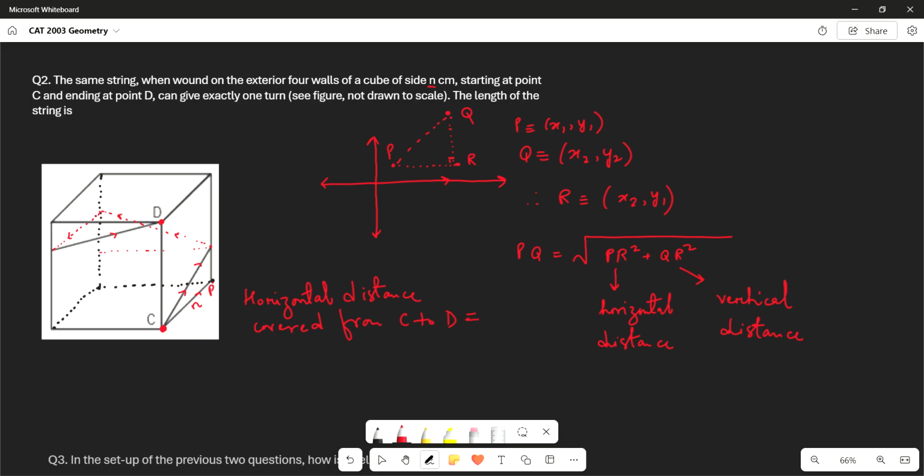From this point to this point when I am coming, I am again covering a horizontal distance equal to the side of the square, and from this to this when I am coming, I am again completing a horizontal distance, right? Basically 4 times I am covering horizontal distance equal to n. So it will be 4n centimeters. What is the vertical distance?